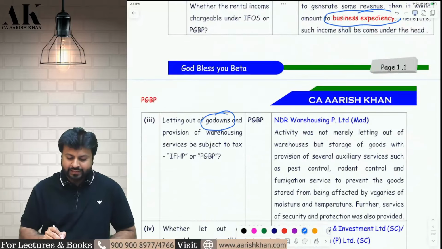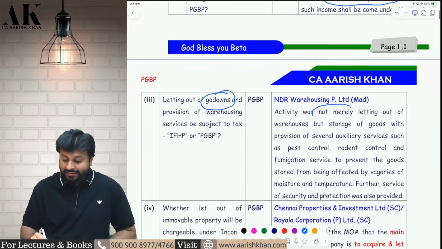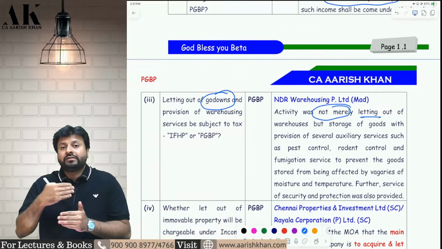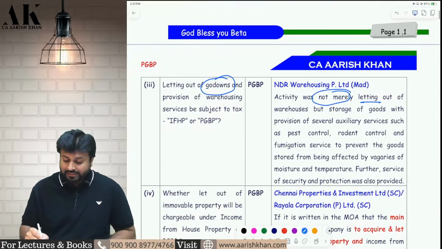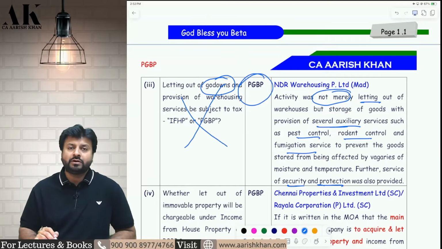Similarly, generally, if you let out a godown or a warehouse, where will it go? The first impression that will come to our mind is income from house property. But in this case, the assessee was not merely engaged in letting out. The assessee was giving a lot of services along with letting out. Like the assessee was giving several auxiliary services like pest control, rodent control, fumigation services. The assessee was also giving security and protection services. Therefore, the court held that this will go under business and profession and not under income from house property.